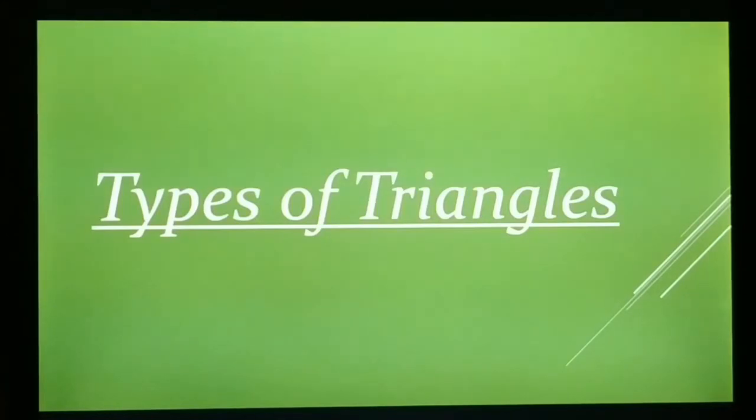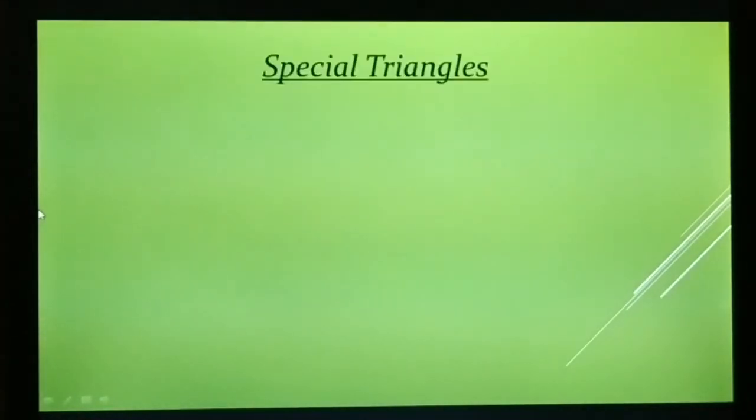Types of triangles. Did you know that a triangle also has types? Let's study about them. These types of triangles are also known as special triangles. Let's look at each one of them very carefully. The first type of special triangle is a triangle which has all 3 sides the same in length. This is called an equilateral triangle.